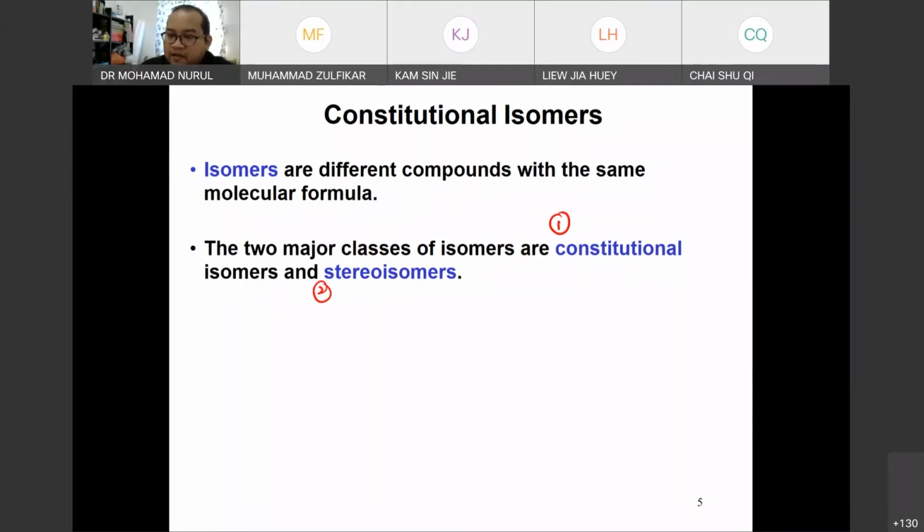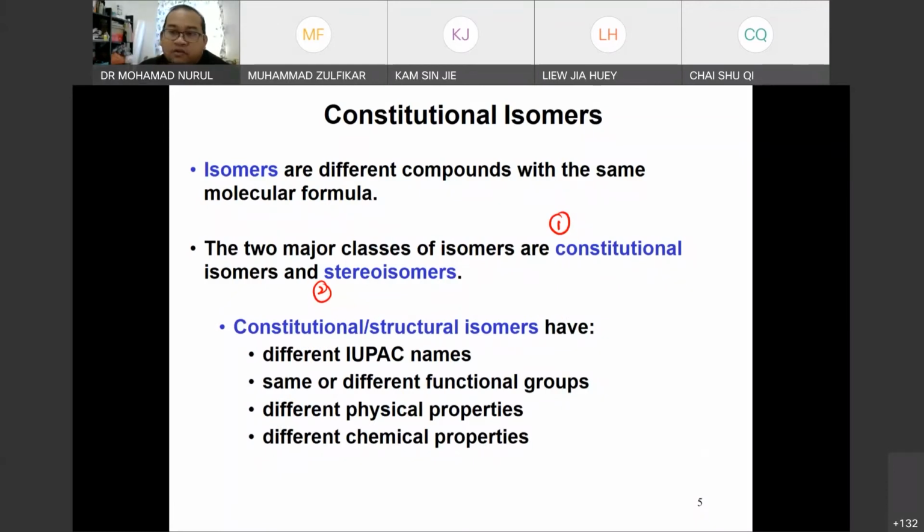You can easily make a mind map to understand more about this. It's better to do mind mapping, because I used this technique when I was a student. It's quite hard to understand, but using mind maps will help you a lot. Constitutional isomers, or structural isomers, have different IUPAC names, different functional groups, different physical properties, and different chemical properties.